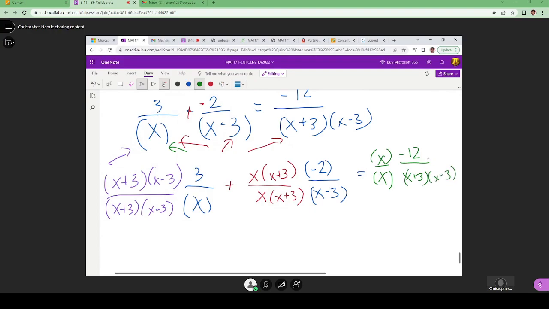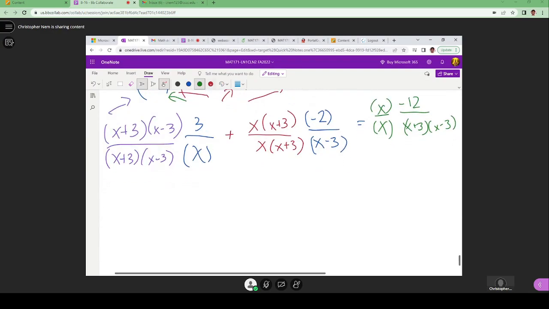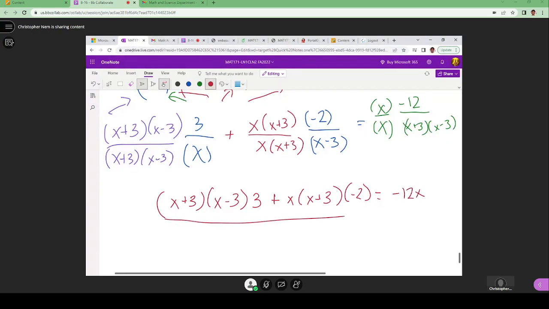Now, I highly suggest you do not expand the denominator. You only have to expand the numerator. Before I even expand the numerator, let's write it under one fraction. So I have x plus 3, x minus 3 times 3, plus x times x plus 3 times negative 2, equals negative 12x. I'm just going to multiply that last one out. And then they all have the same denominator. Let me stop at the equal sign. Boom. They all have the exact same denominator.